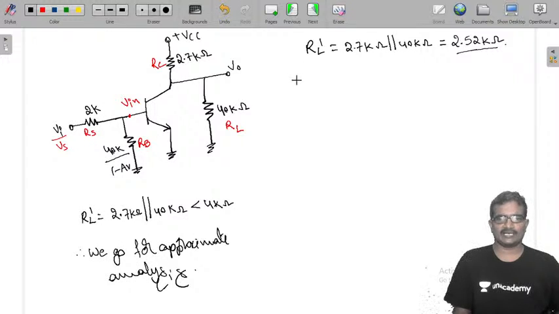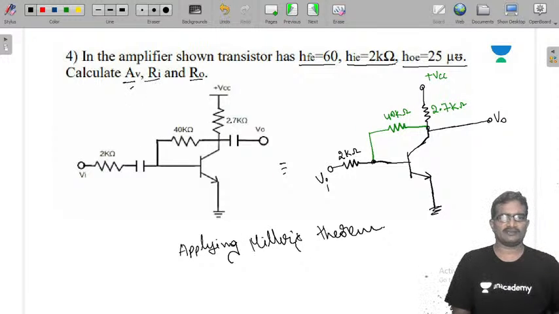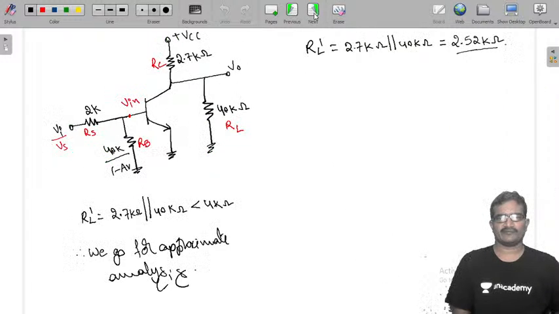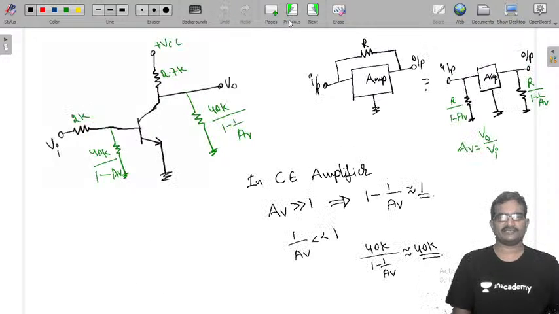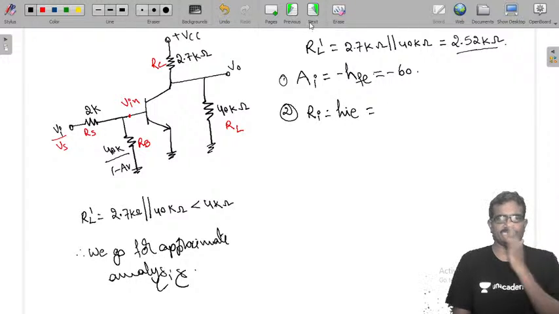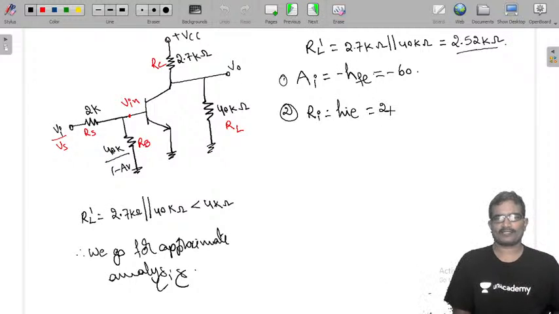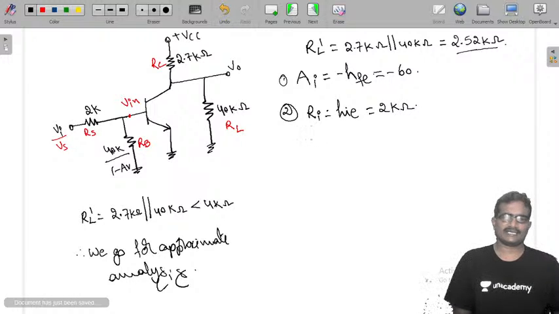Okay, now go for current gain. What do we need to calculate? Voltage gain, Ri, R naught. For that we need to calculate current gain. Current gain AI is minus h_fe. They gave the h_fe value 60, which is minus 60. Second, Ri, the input impedance, is hie. They gave the hie value 2 kilo ohms.